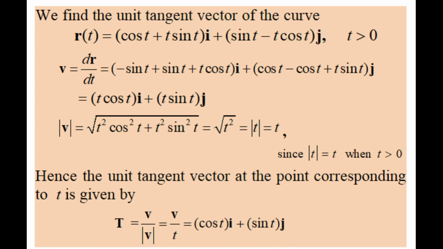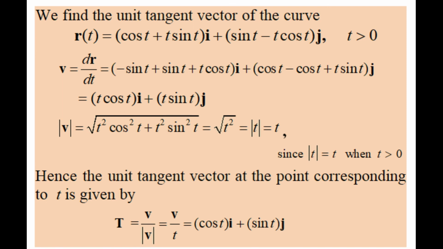Now we conclude the session by considering an example of finding the unit tangent vector of the curve given by the vector valued function r(t) = (cos t + t sin t)i + (sin t − t cos t)j, where t > 0. Here the velocity vector v = dr/dt, which on simplification can be seen to be equal to t cos t i + t sin t j.